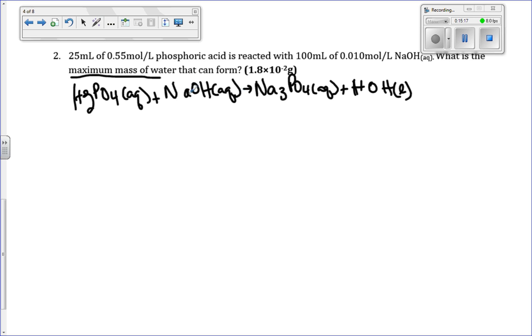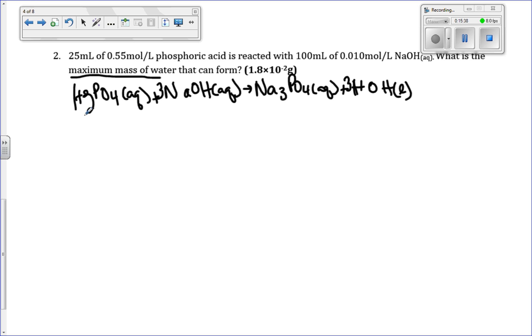So we have 3 sodiums here. We need to put a 3 in front of our sodium hydroxide, which means that we have 3 hydroxides. So if we put a 3 in front of the water, that leaves 3 hydrogens, and we see over here that we have 3 hydrogens. So now we're balanced at a 1 to 3 to 1 to 3 ratio.